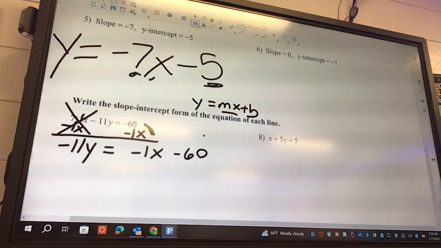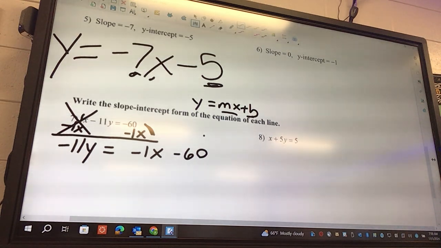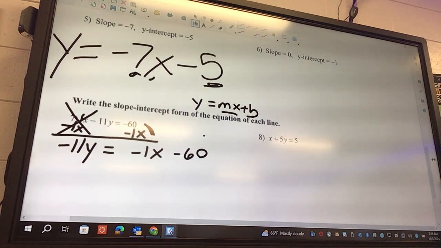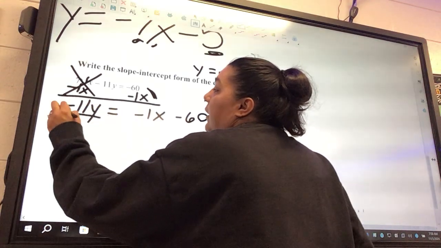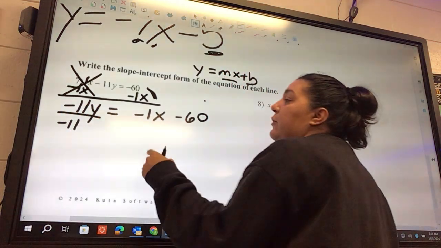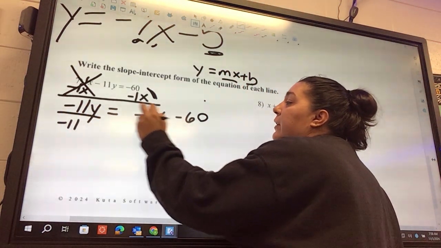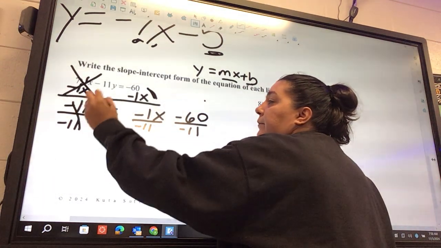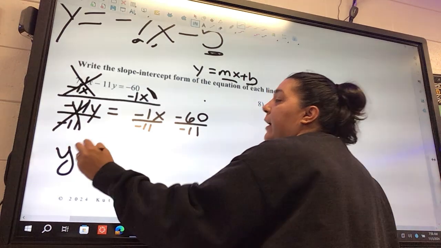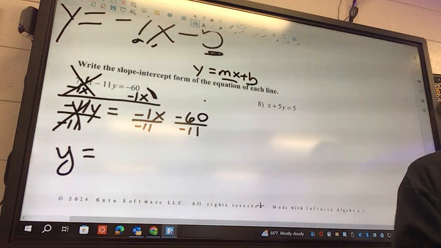That's all we're doing. You're going to subtract the x's every single time, and then you're going to divide by the number that is next to the y. In this case, what number is next to the y? Negative 11. If I do it to one side, I have to do it to the other side, and you really have to do it to every piece over here. So it's going to be y equals, and then this part you have to do on your calculator.